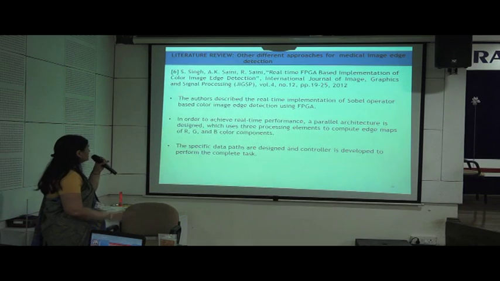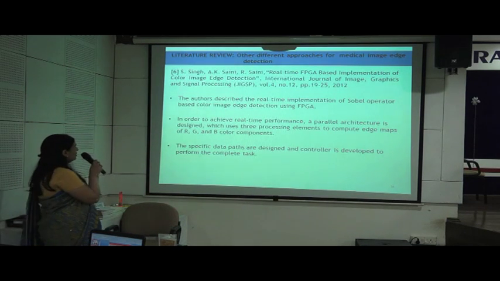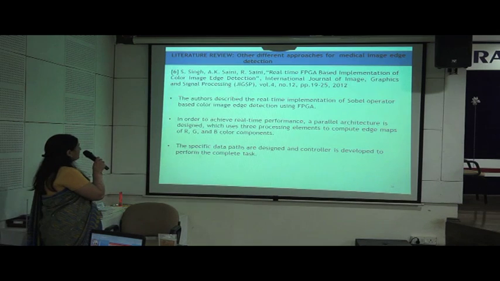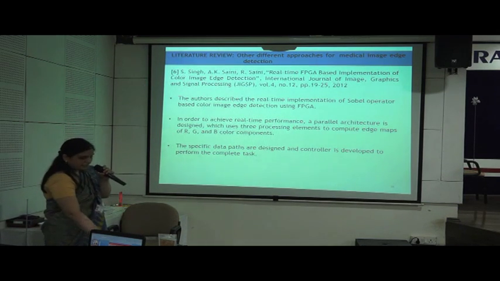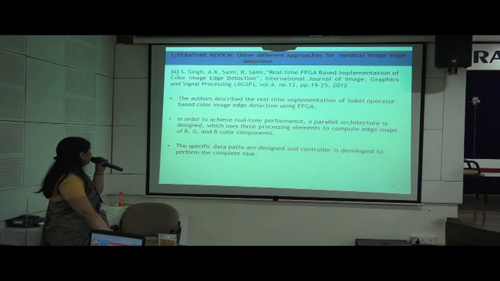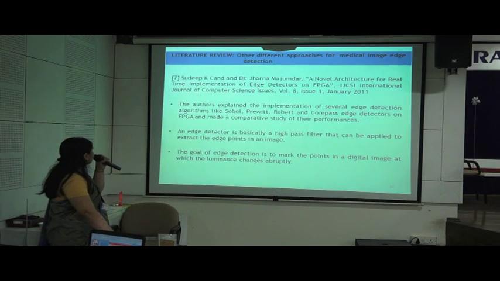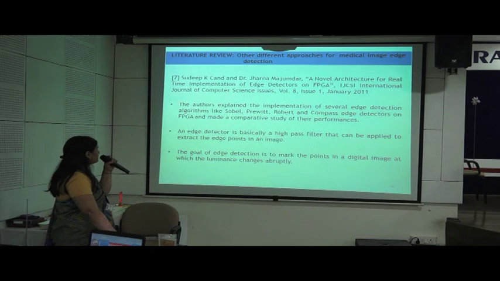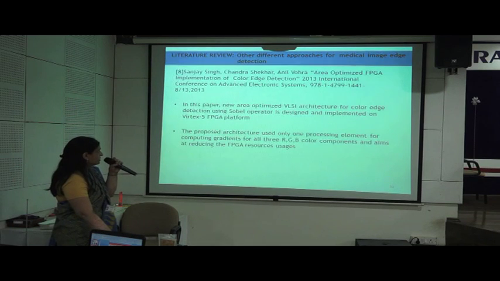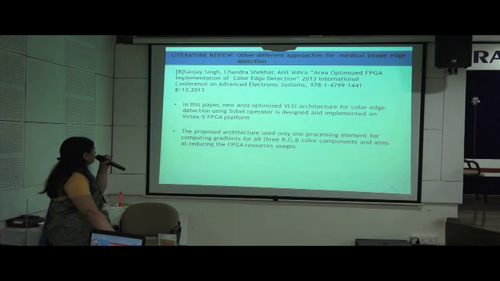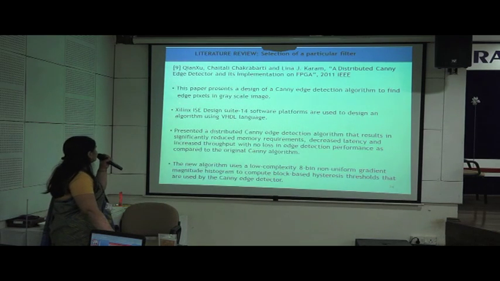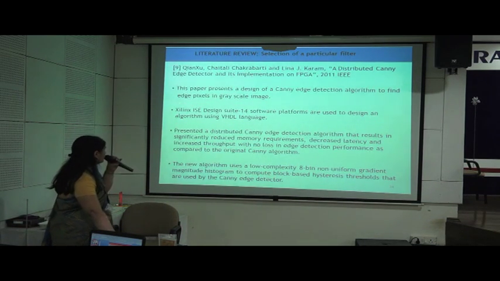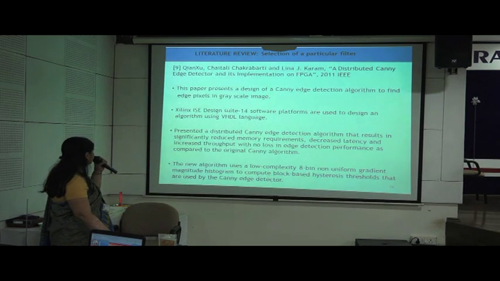In this paper, the authors have described the real-time implementation of Sobel operator color image edge detection using FPGA, and in order to achieve real-time implementation, a parallel architecture is designed. In this paper, the authors have explained the implementation of several edge detection algorithms like Sobel, Prewitt, Roberts and Compass, and then they have made a comparative study. In this paper, a new area-optimized VLSI architecture for color edge detection using the Sobel operator is designed and implemented on Virtex 5 FPGA.